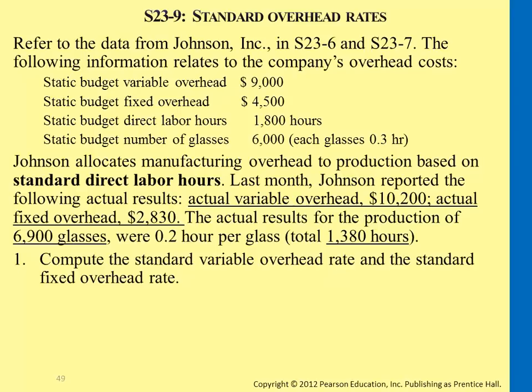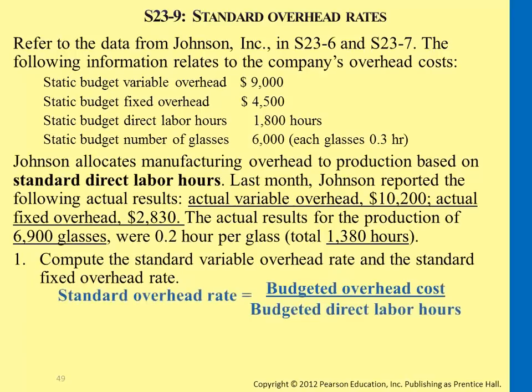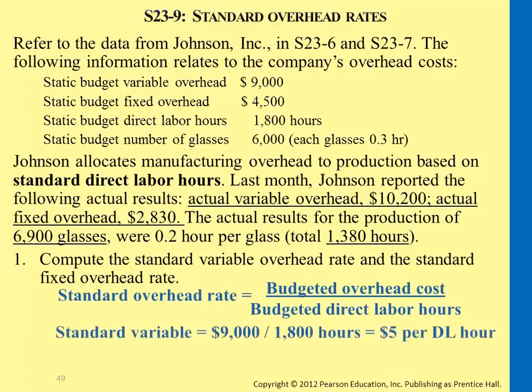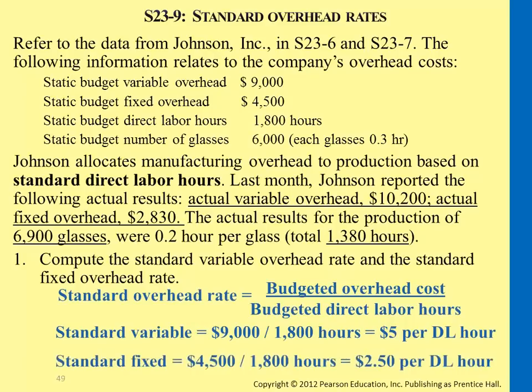So the variable overhead rate would be around $5, right? That would be the budgeted overhead rate for a variable cost. Now for a fixed cost, the standard fixed cost, the same process. We have a fixed overhead of 4,500, and again, we're using the labor hours to allocate the cost, so each hour the rate would be $2.50.